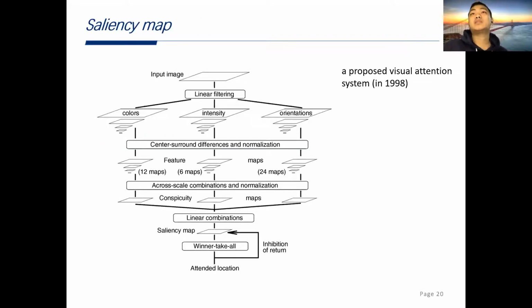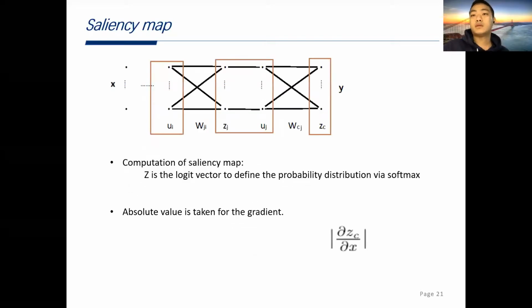In 1998, the saliency map was introduced in the visual attention system, and the structure of the system is shown. Next. The computation of the saliency map is the gradient of Z in the logit vector to the pixels. After computing the gradient, absolute values are taken to get the result.